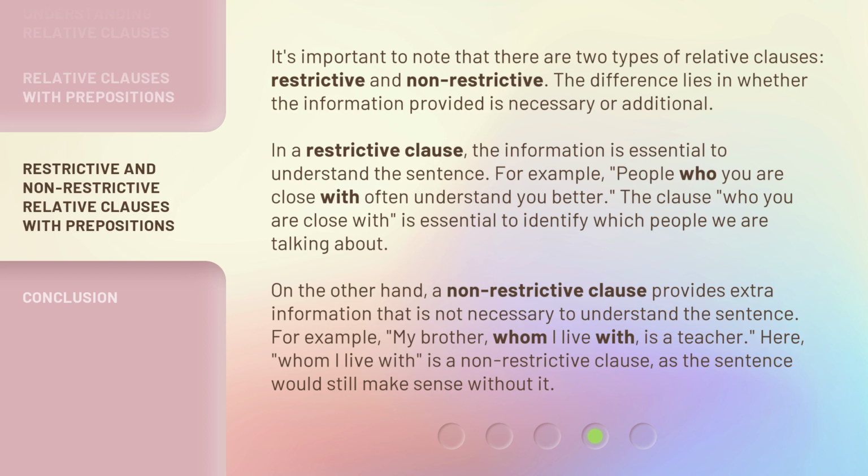On the other hand, a non-restrictive clause provides extra information that is not necessary to understand the sentence. For example, my brother, whom I live with, is a teacher. Here, whom I live with, is a non-restrictive clause, as the sentence would still make sense without it.